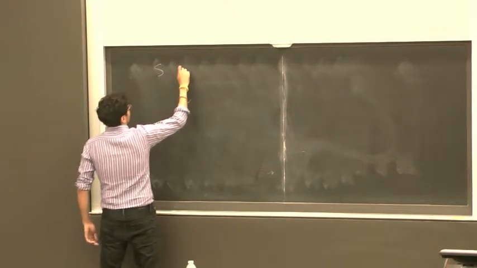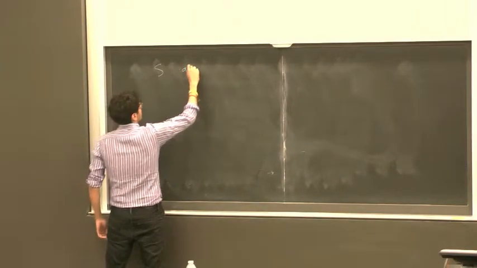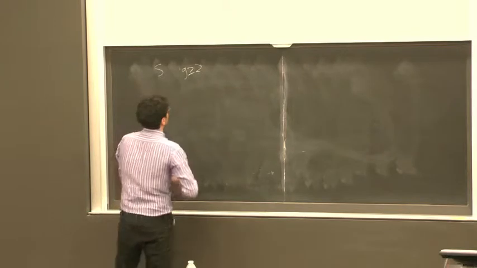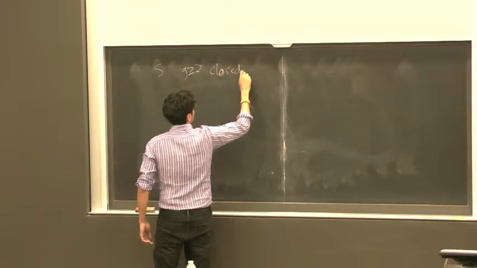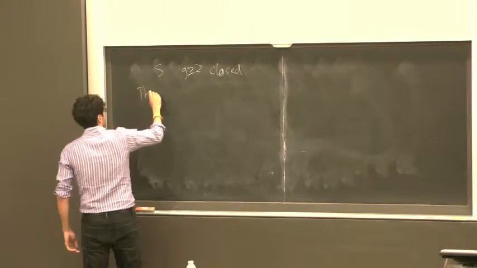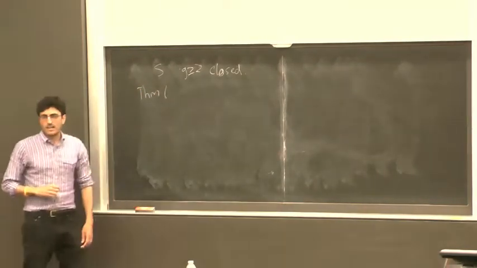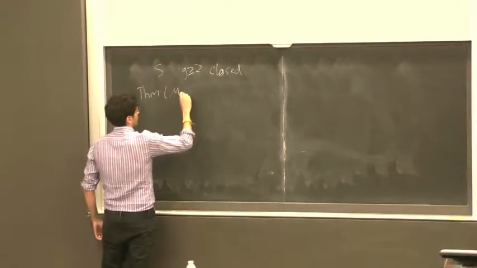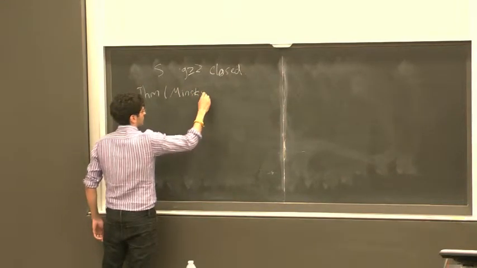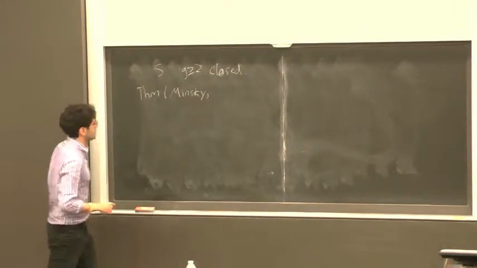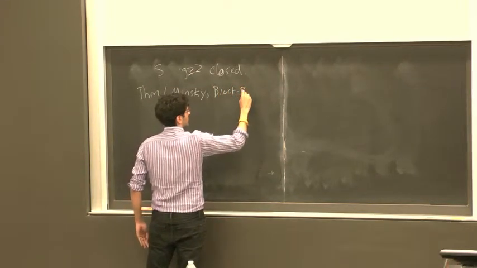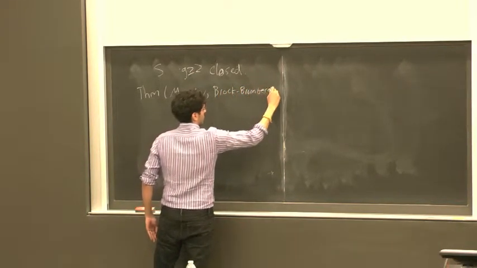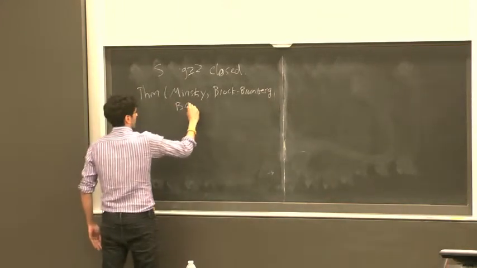So S, genus at least 2, and closed. So here's the first theorem I want to mention. And this is actually, I guess, originally due to Minsky, but it follows from lots of other things that are already out there. Let's see, so Minsky, it also follows from work of Bromberg, and also Brock, Canary, Minsky.